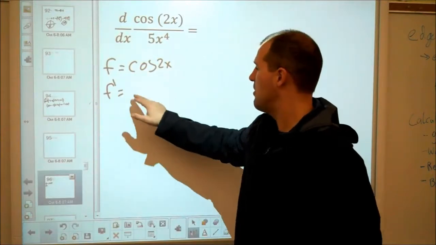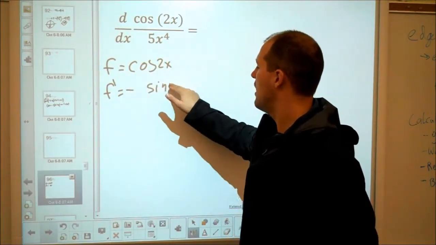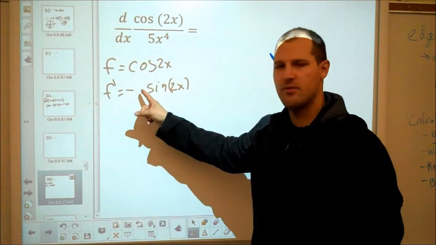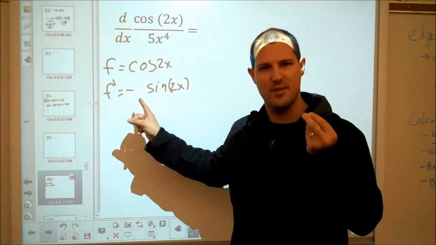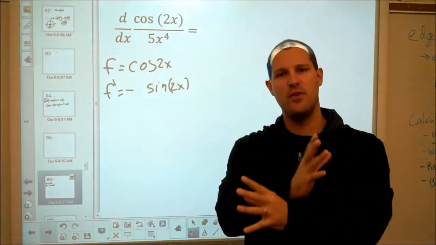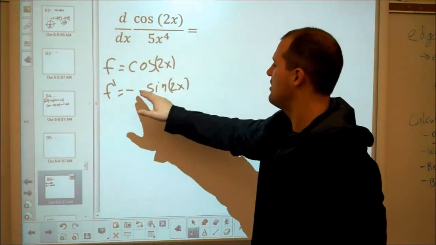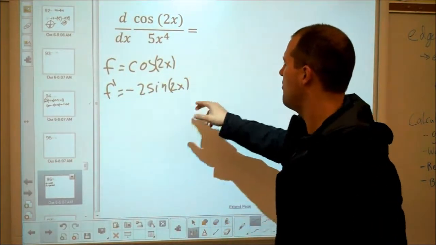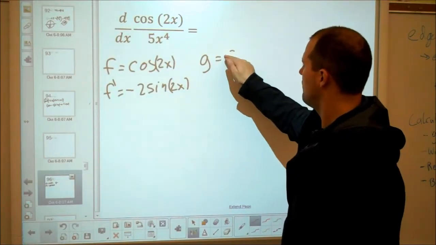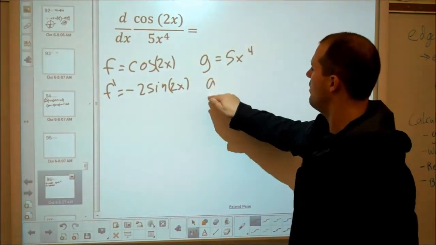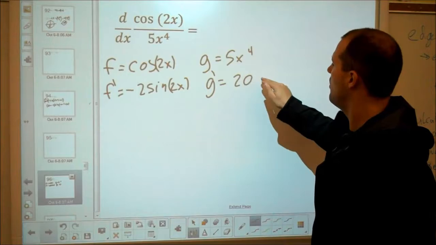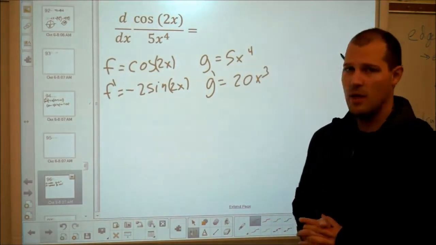Taking a derivative of cosine, remember that's negative sine 2x. And notice how I left a little space right here? Because we need u prime in there. So I've left space to write that down, and I won't get confused with subtraction like on the last example we did. Okay, and we need the derivative of the guts, that's a 2. All right, we've got our f and our f prime. Let's go with g. G is 5x to the 4th. Take a derivative, 20x cubed.